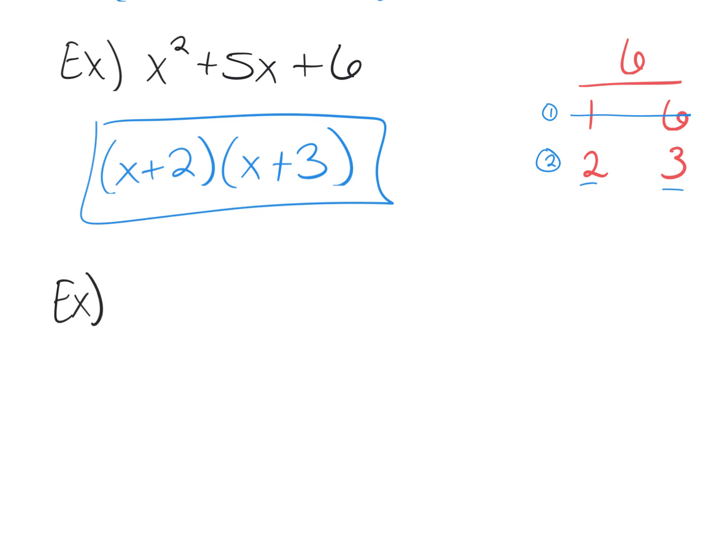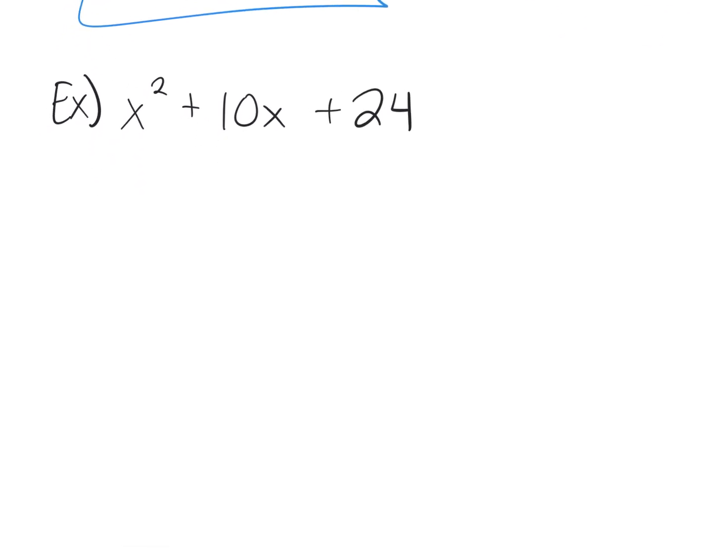Example 3, if I have x squared plus 10x plus 24. Try this one on your own. All right, step 1 is what? C value. Yep, what do we do with the C value? Look for factors, automatic factors. 1 and itself, yep, 1 and 24.